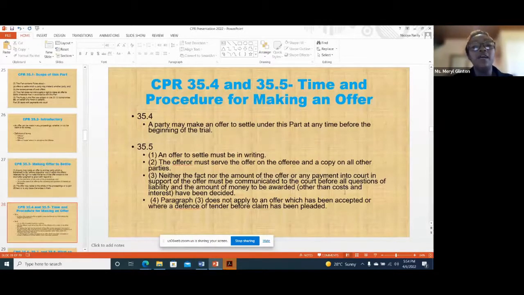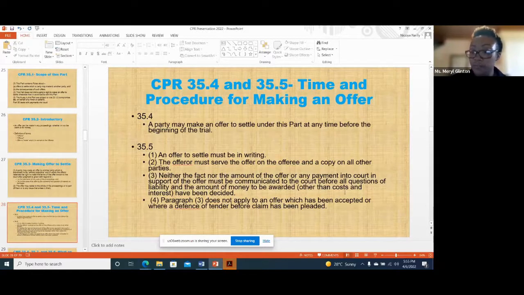A party can make an offer at any time, even before the beginning of trial, and that's going to become important when we look at the consequences later, because certain things flow from the timing of the making of the offer. And this ability to bring yourself within this part of the rule, even if you don't have a claim already commenced, might assist you as a claimant or a defendant making the offer. As to the procedure for making an offer, that is found in 35.5.